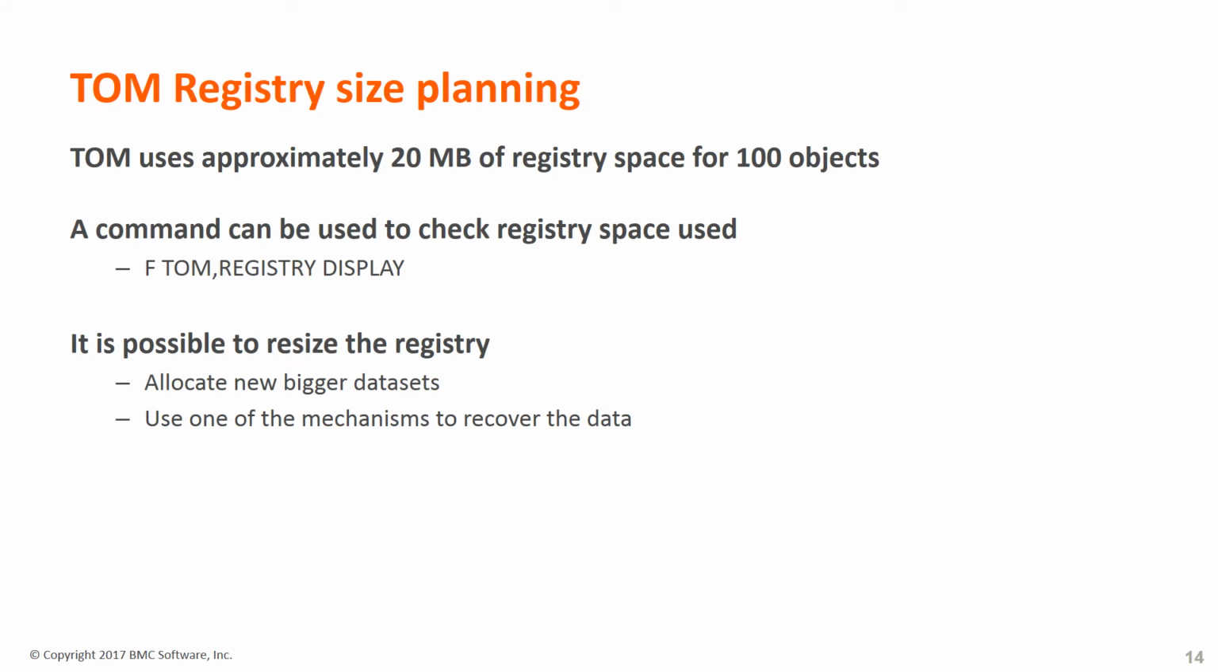It is important that TOM's registry is large enough to hold all of the object definitions that you need. TOM uses approximately 20 megabytes of registry for each 100 objects that it will be managing. And the TOM registry is typically shared throughout the TOMplex, which is generally the same as your sysplex boundaries. So make sure you account for all of the objects on all of the LPARs when you're sizing the registry.